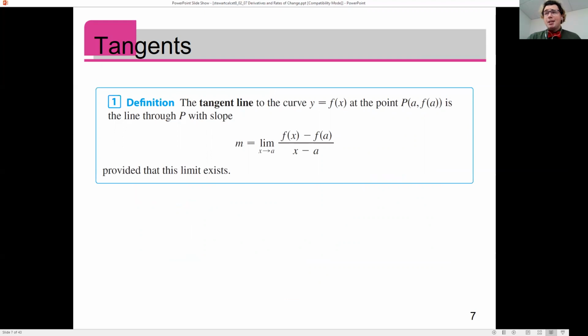We can phrase this in terms of limits: the tangent line should have its slope equal to the limit of my rise over run formula. So the slope m should be the limit as x approaches a of the formula f of x minus f of a, all divided by the quantity x minus a.